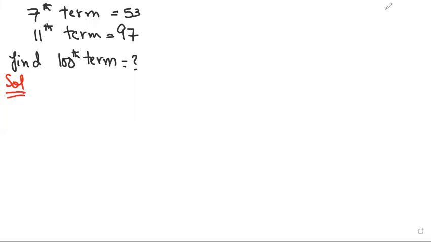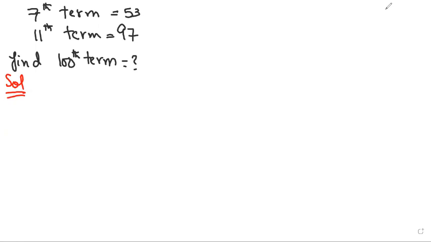We have a question here for recursive formula of sequence. It says the 7th term is 53 while the 11th term is 97, and we have to find our 100th term. Now how to find our 100th term, because here we don't have our common difference as well as our initial term.